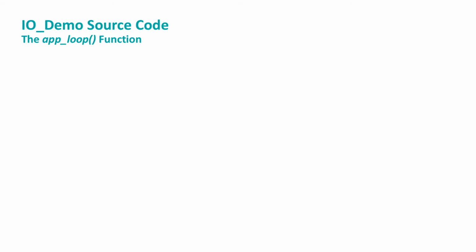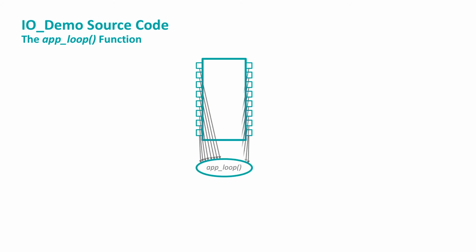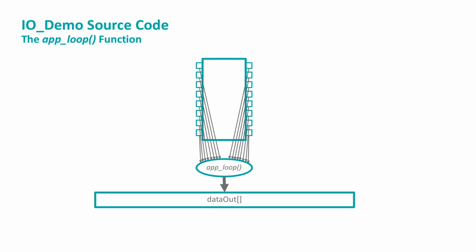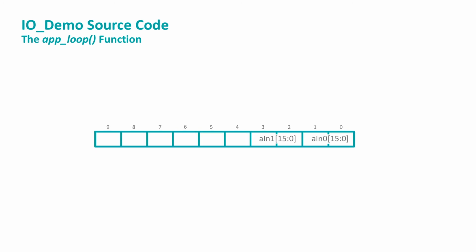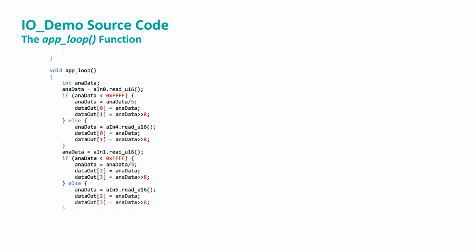The apploop function gathers the status of every pin and compiles the data into a character array called data_out. The data array is 10 bytes long. The first 8 bytes are the converted values of the 4 analog inputs, each converted sample occupying 16 bits. The last 2 bytes are the bit values of the 16 digital pins. Let's start with the first analog input.